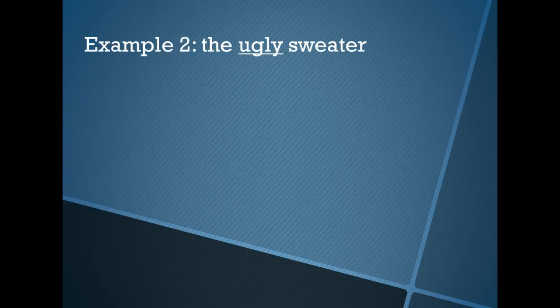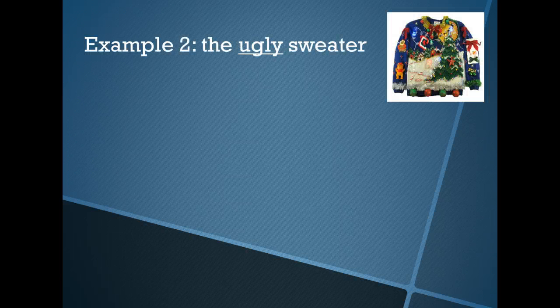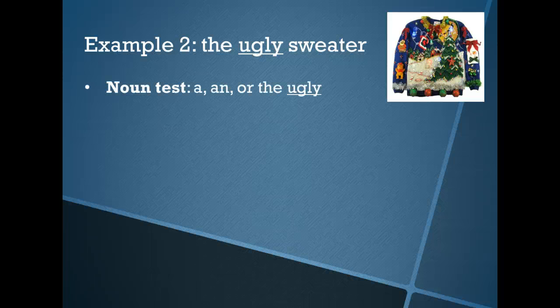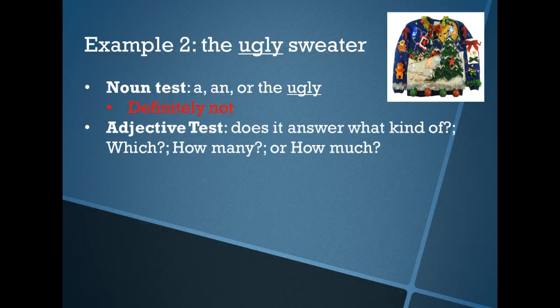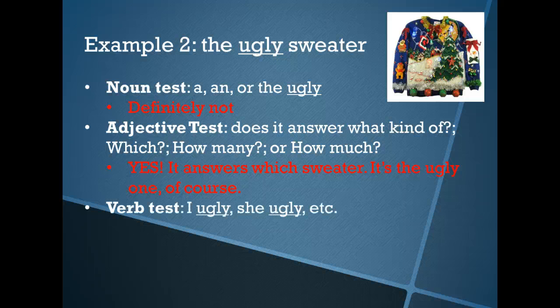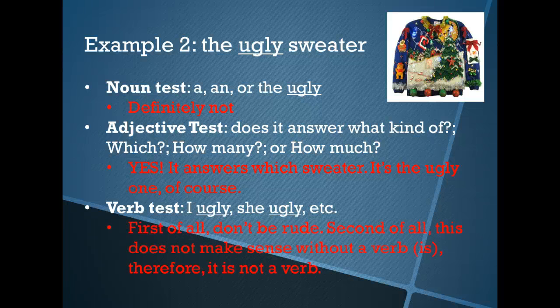Our second example is the ugly sweater. Very lovely sweater. Noun test. Can we say a, an, or the ugly? Definitely not. What about our adjective test? Does it answer what kind of, which, how many, or how much? Yes, it answers which sweater. It's the ugly one, of course. And next, the verb test. I ugly, she ugly, he ugly, they ugly. First of all, don't be rude. Second of all, this does not make sense without the verb is. Therefore, it is not a verb.